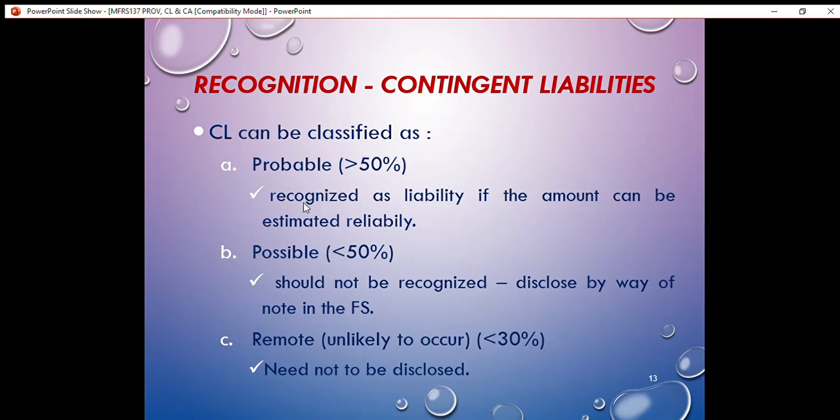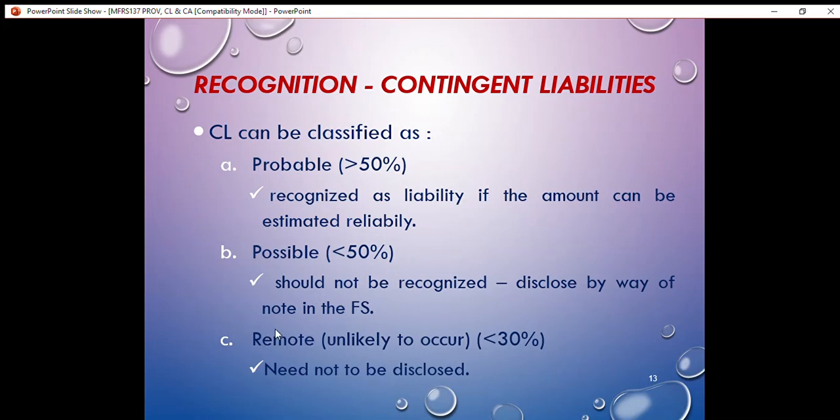When the contingent liability is probable, it has to be recognized as a liability if the amount can be estimated reliably. And for the second one, possible contingent liability, it means there is less than 50% chance that the company will have to pay for the obligation, or that there is an outflow of resources from the company. If a contingent liability is possible, it should not be recognized in the financial statements, but it has to be disclosed by way of notes in the financial statements.